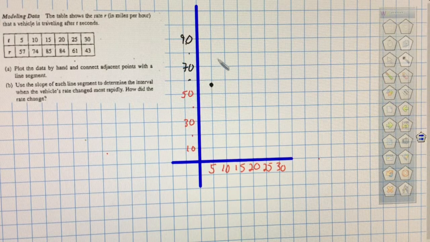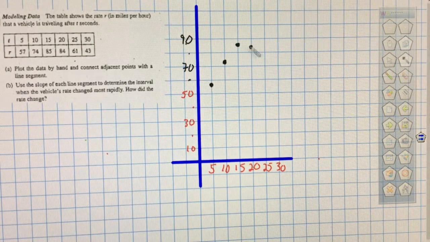At 10, I have 74. So there's 70, there's 80, there's 75. So 74 will be a little bit below that. At 15, I have 85. So that's 80, and 85 is right in the middle between 80 and 90. And then at 20, I have 84. So it goes down a little bit. And that slope there, I think it goes down 1 over 5.